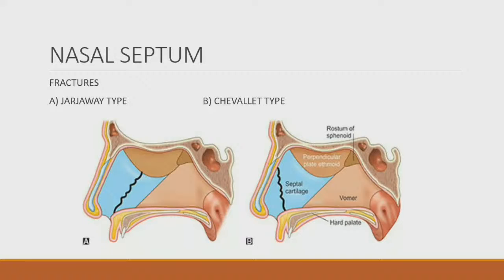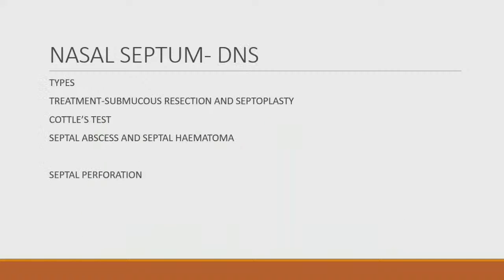Whereas if the trauma is given from the lowermost part of the nasal septum, then the fracture line runs from the nasal spine towards the osteocartilaginous junction. It is a horizontal fracture, as we can see in the picture. It is the Chevalier type. The previous one was of the Jarjave type.